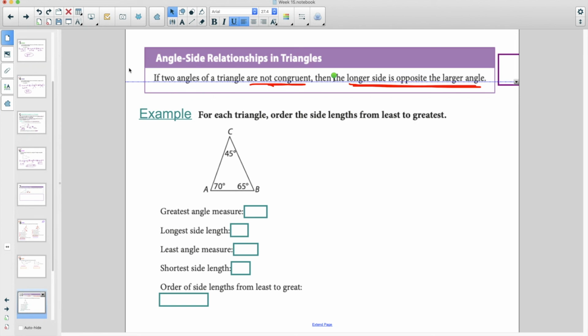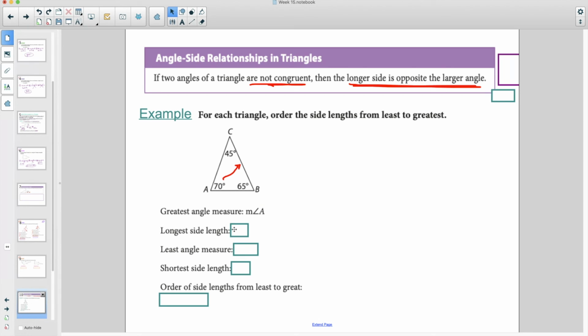Okay. So let's go ahead and read through this. For each triangle, we have one here, order the lengths from least to greatest. So opposite of what we did, we're going to identify the greatest angle measure and then the least angle measure, right? And therefore, the opposite of that would be the longest side length and shortest side length, and then we can put all 3 in order. Okay, so let's do our greatest angle measure first. If you take a look here, again, notice 70 would be the biggest. So our greatest angle measure would be the measure of angle A. So then the longest side would be opposite that angle measure.